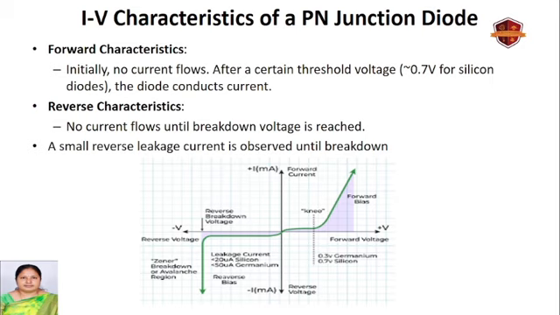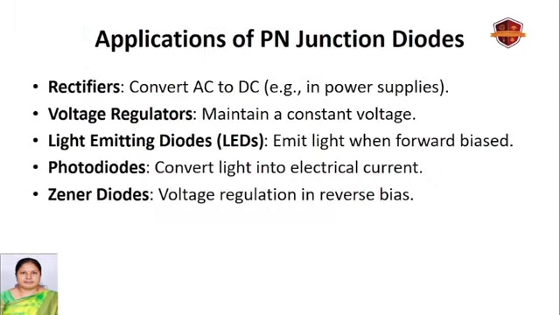In the reverse characteristics, no current flows until the breakdown voltage is reached. A small reverse leakage current is observed until the breakdown.